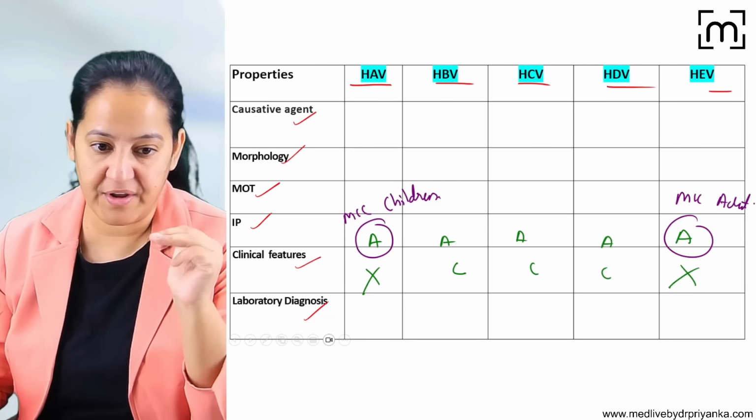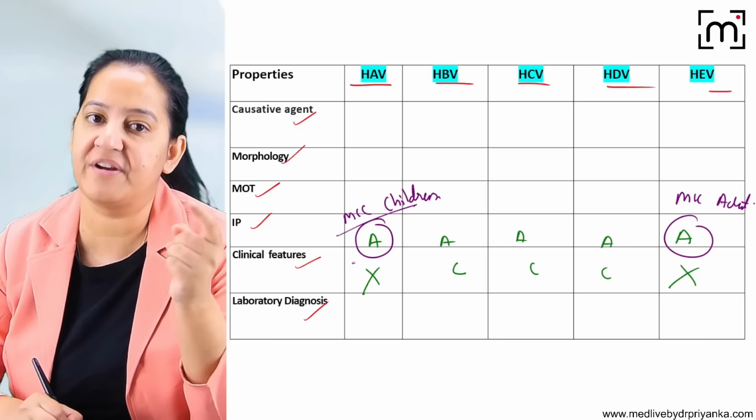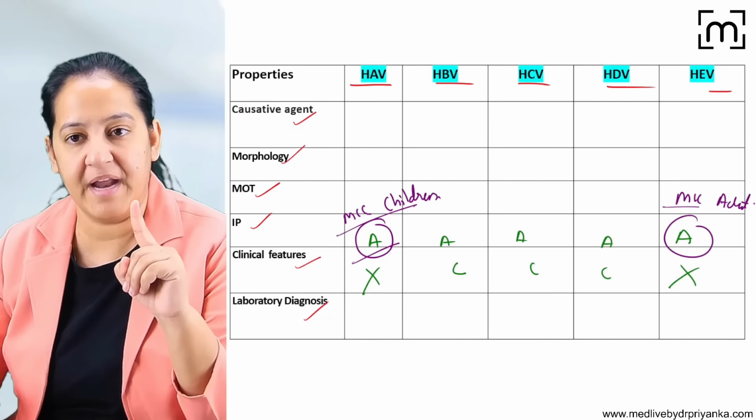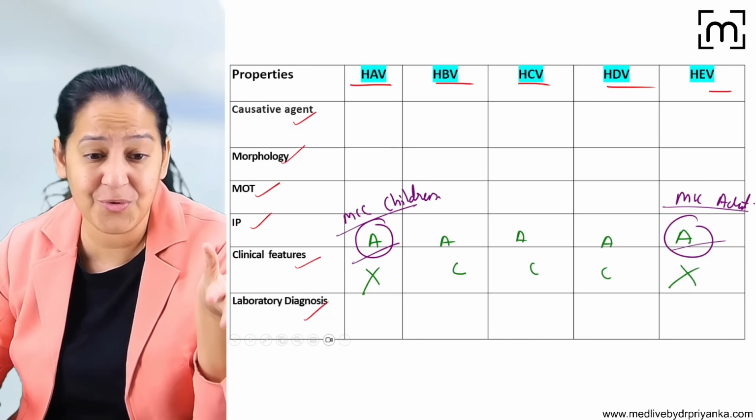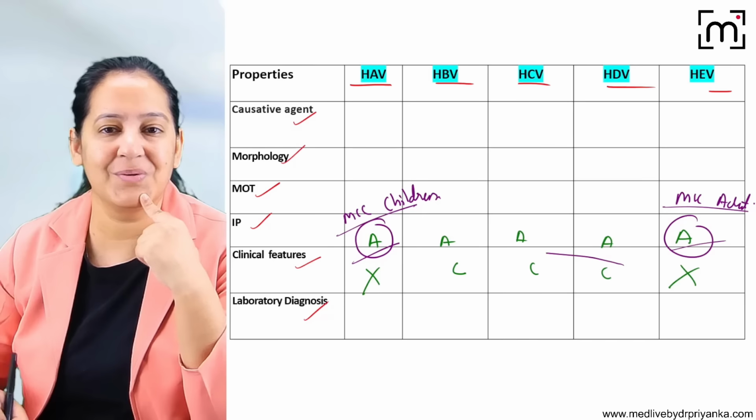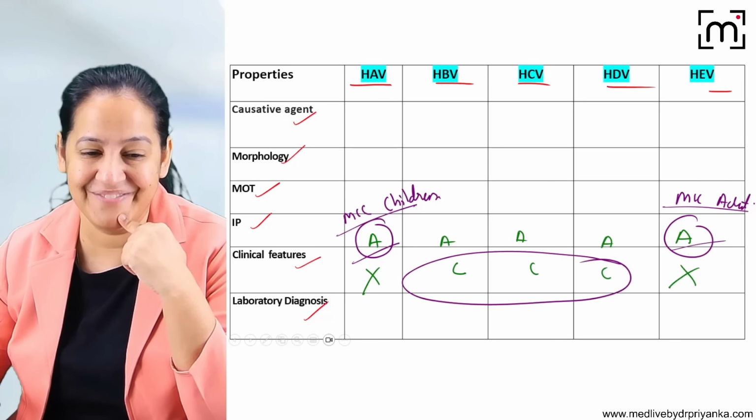So learn that also for your MCQs. Most common cause of acute hepatitis in children is A, and in adults is E, because they cause only acute, they don't cause chronicity. But what about chronicity? What is the most common cause of chronicity among the 3?